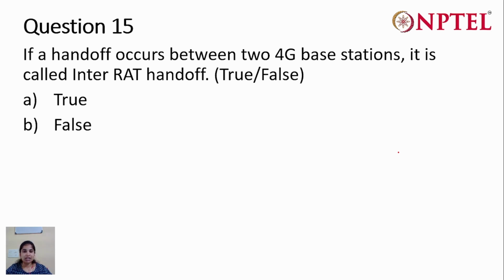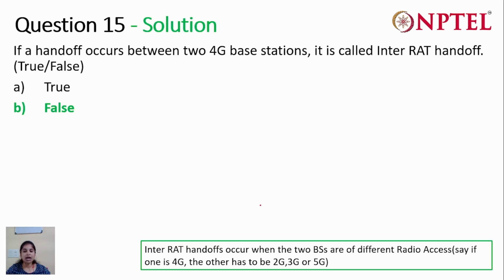If a handoff occurs between two 4G base stations, it is called inter-RAT handoff. True or false? When do we say that the handoff is inter-RAT? Only when the handoff occurs between two base stations of different radio access technologies. Say one is 4G, the other has to be 2G, 3G or 5G. Only if such a handoff happens do you call it an inter-RAT handoff.